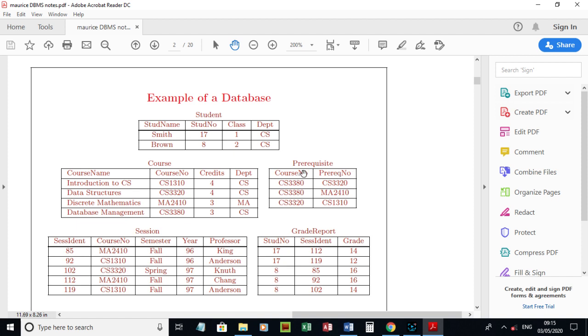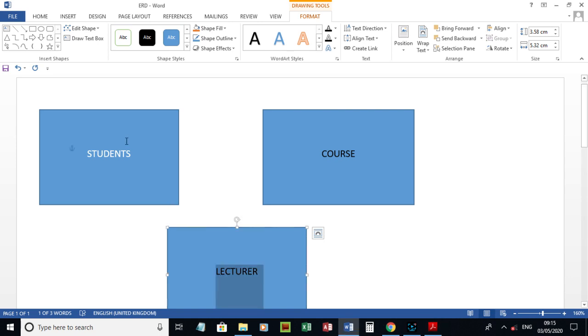Remember, in the data definition language we define the name of the table, the structure of the table, and then the substructures, not the real data. Without the data definition language, there is no student table, course table, prerequisite, session, or grade report. So when we come down to this, it is roll like this.